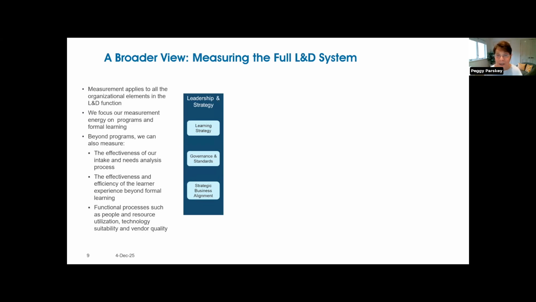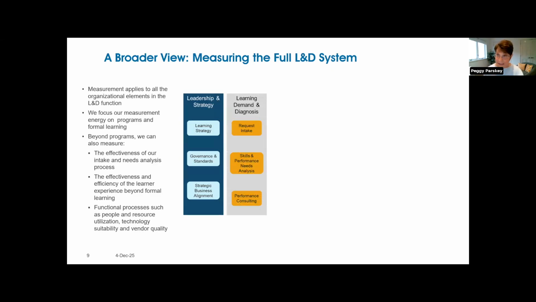We need standards and governance to make sure that we are not doing things just individually, that we have some consistency in our processes. And we need, of course, to have strategic business alignment to make certain that what we are doing in the function is meeting the needs of the business. Otherwise, why are we here?